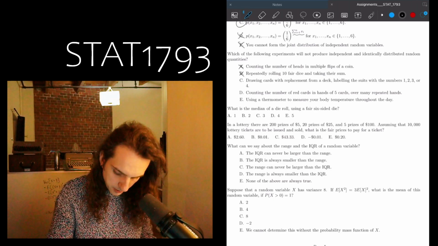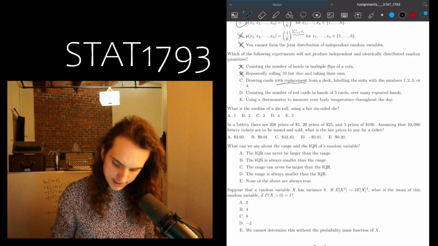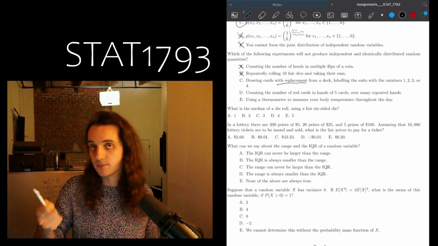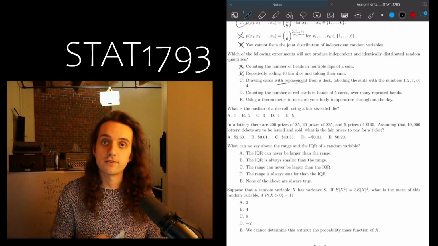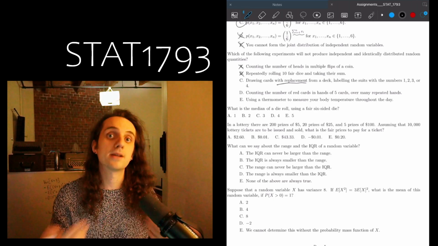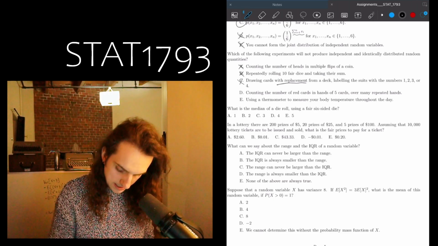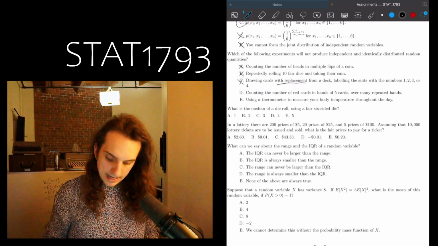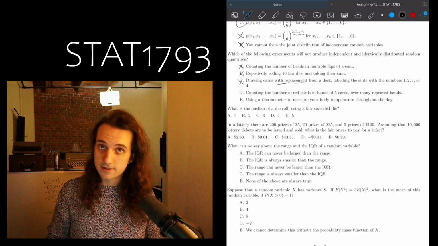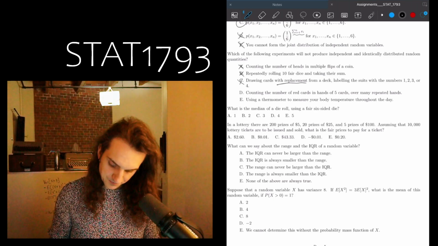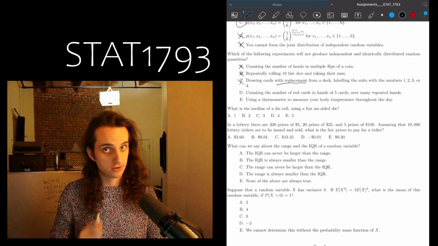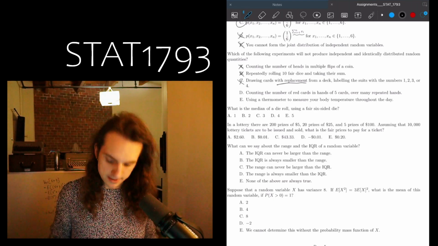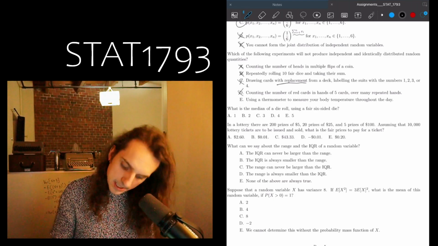Drawing cards with replacement, that's key, from a deck and labeling the suits 1, 2, 3, or 4. So you take out a card, you look at it, 1, 2, 3, or 4, put it back in, shuffle, take out another card. Same experiment being repeated over and over again. Counting the number of red cards in hands of 5 cards. So you deal out 5 cards and count up the red cards over many repeated hands. You deal the 5, look at how many reds there are, and repeat that over and over again. So IID still. So it's going to be E as the answer here.